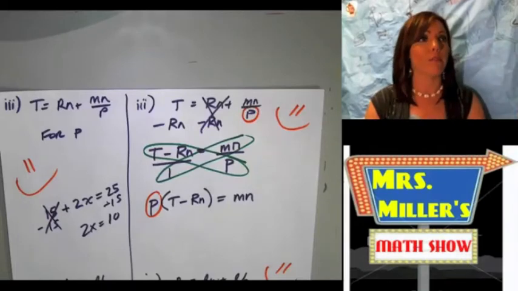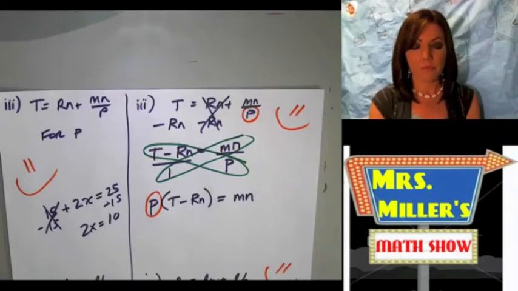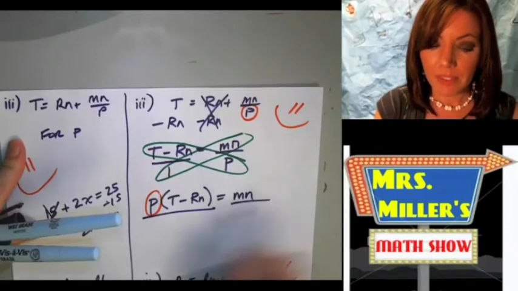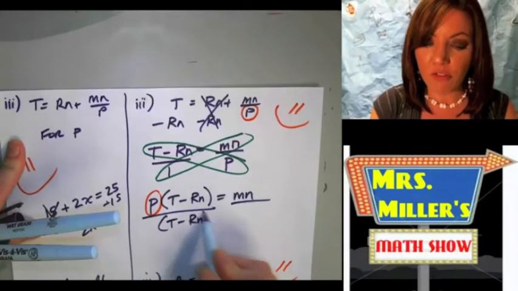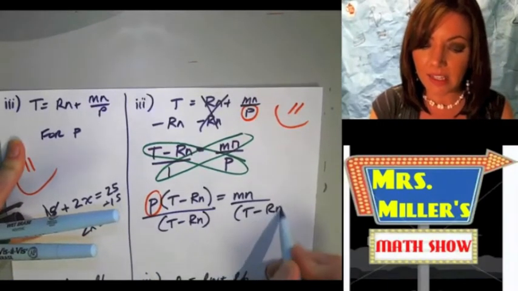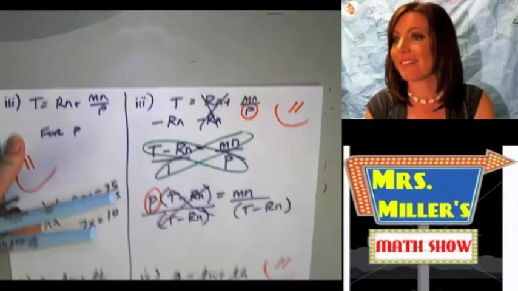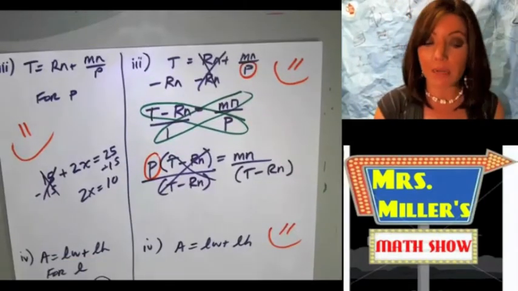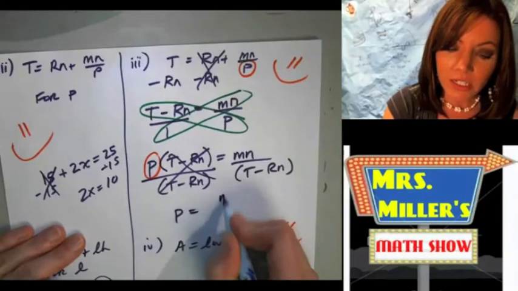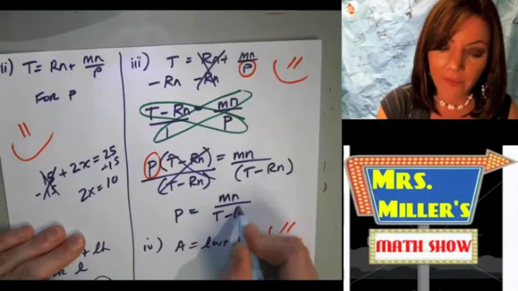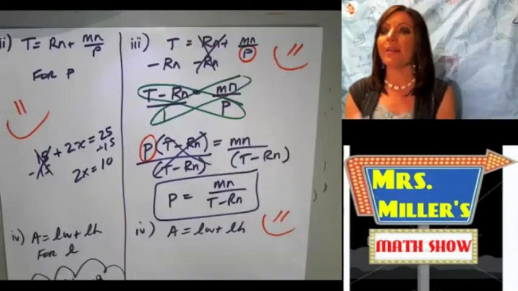Zach? So we divide by T minus Rn. Excellent. Everybody give it up for Zach. So we divide both sides by T minus Rn, so they cancel out. P equals Mn over T minus Rn, that is the end. Okay, how are we doing on questions?